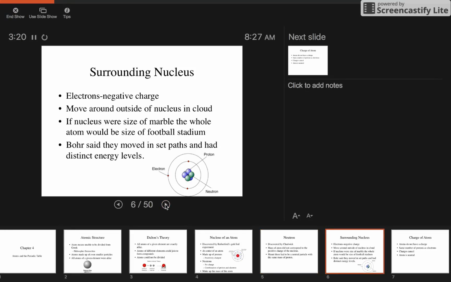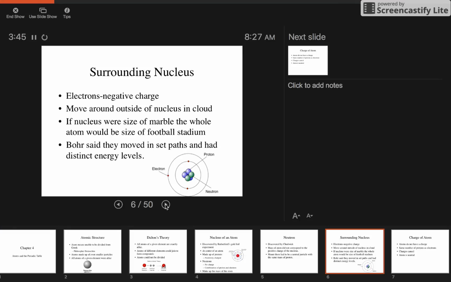Surrounding the nucleus are electrons, which are negatively charged. They move around the outside of the nucleus in a cloud. They don't really make up any mass of the atom because they are going to be around 100,000 times less massive than a proton or a neutron. So they don't make up any of the mass of the atom. It'd be like worrying about pennies in your pockets when you're getting weighed.